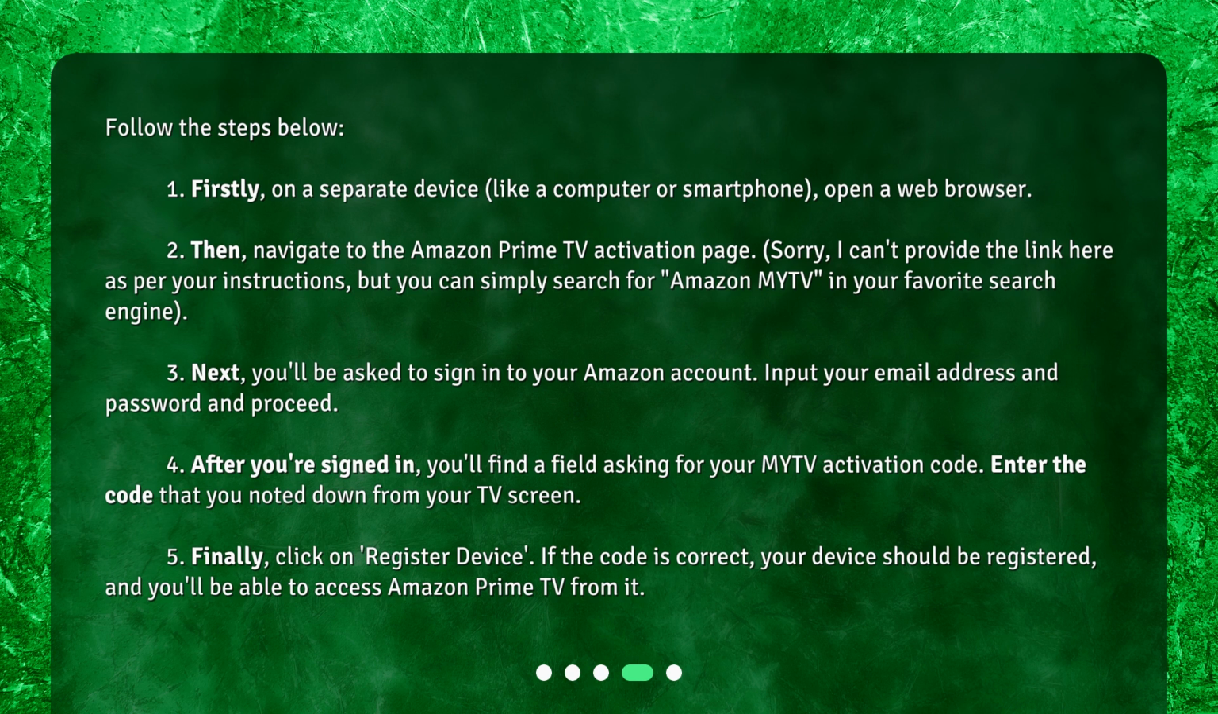3. Next, you'll be asked to sign in to your Amazon account. Input your email address and password and proceed. 4. After you're signed in, you'll find a field asking for your MYTV activation code. Enter the code that you noted down from your TV screen. 5. Finally, click on Register Device. If the code is correct, your device should be registered, and you'll be able to access Amazon Prime TV from it.